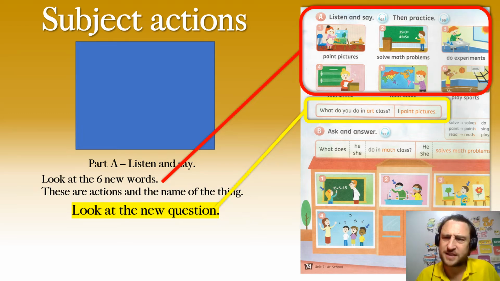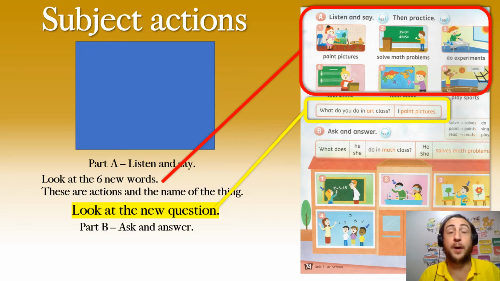Let's look at this. What does it say? What do you do in art class? I paint pictures. So we are looking at a question with you. So the answer will be I. Okay, we'll practice that. Then we will look at part B, again, ask and answer. Now you are going to help me speaking, you are going to help me with the question, and we are going to practice the answer.